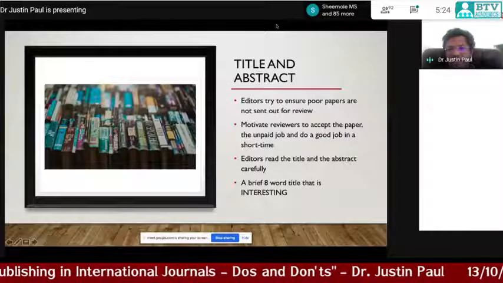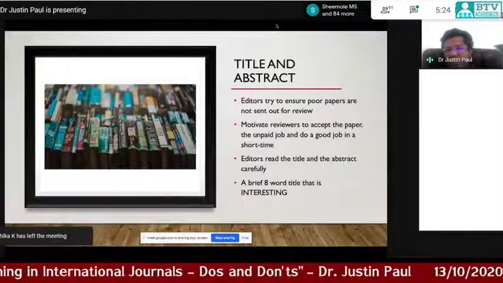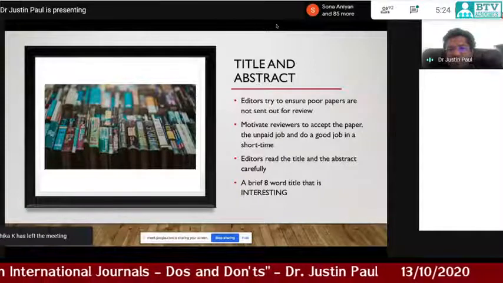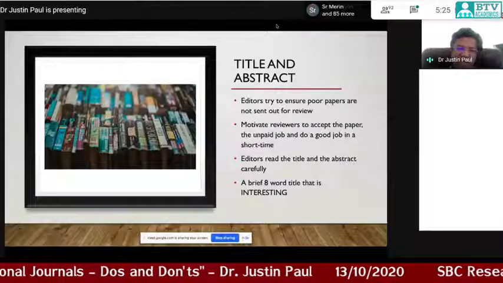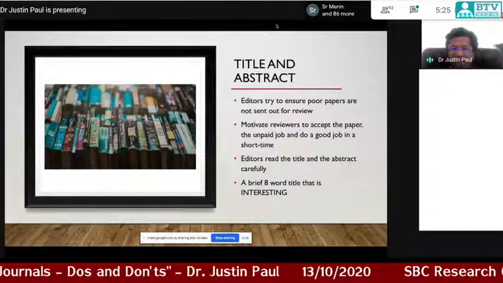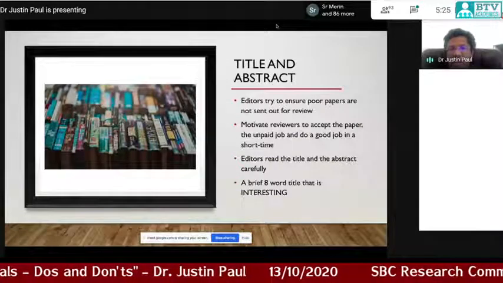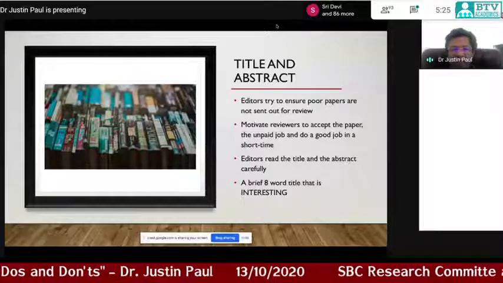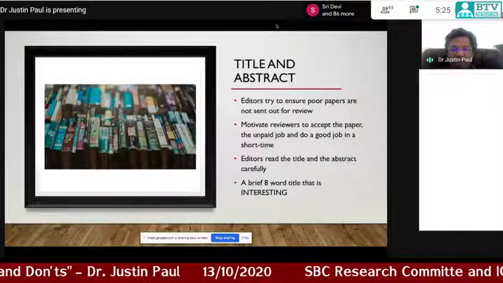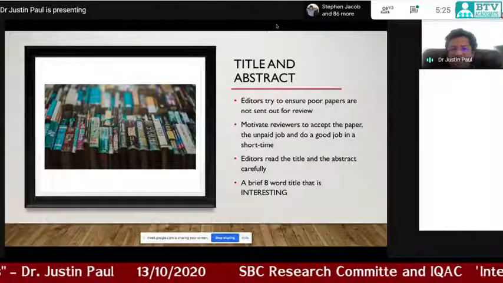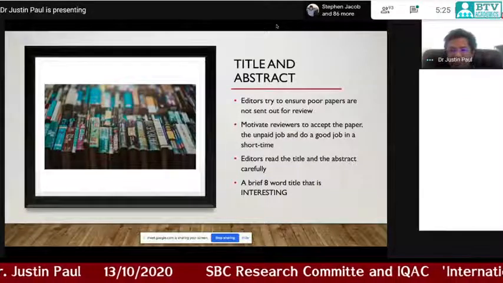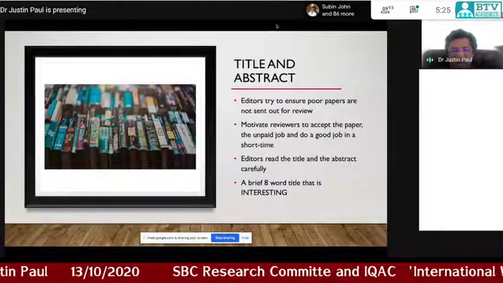Title and abstract. Editors try to ensure poor papers are not sent out for review. Many times, as I mentioned, the desk rejection rate is 50 or 60% in many journals. So they have to look at whether this paper is good enough or whether the paper is bad. They will not send out your paper for review if your paper is not great.